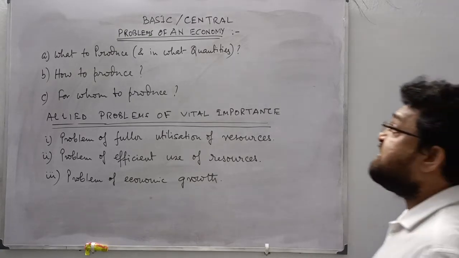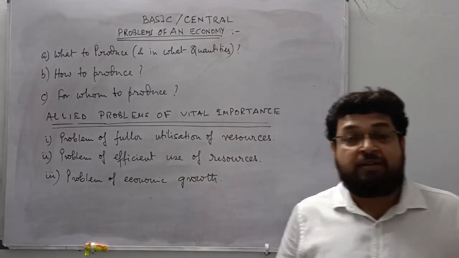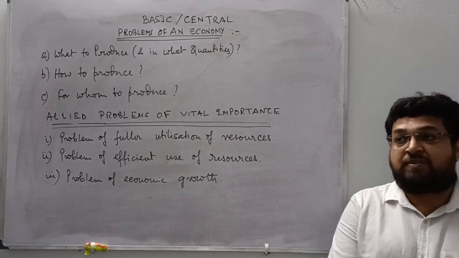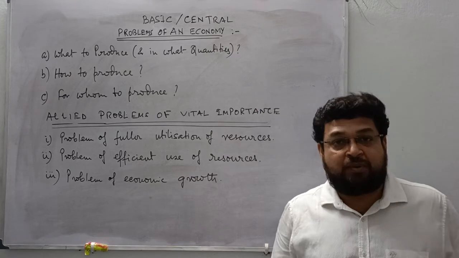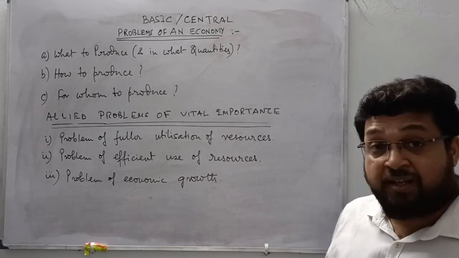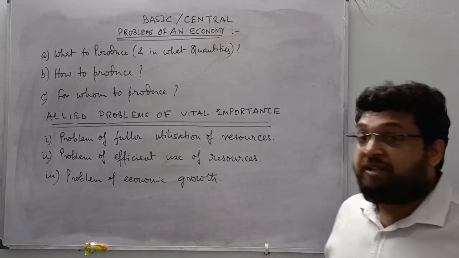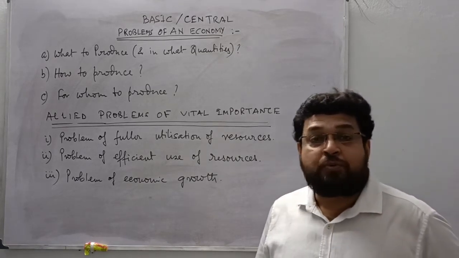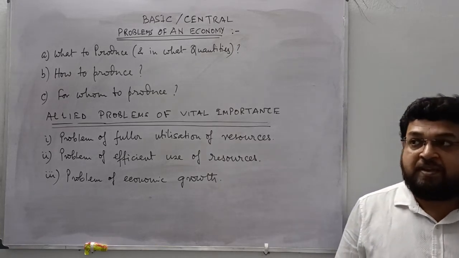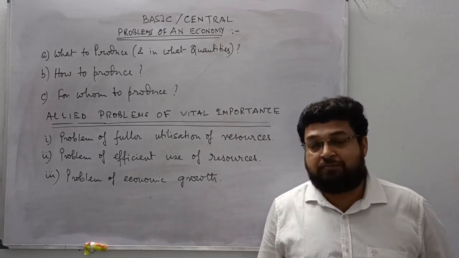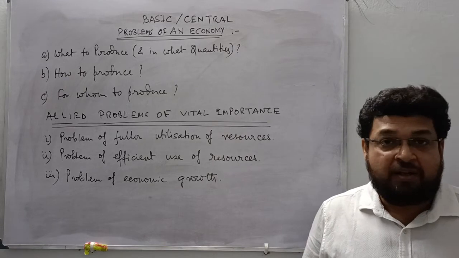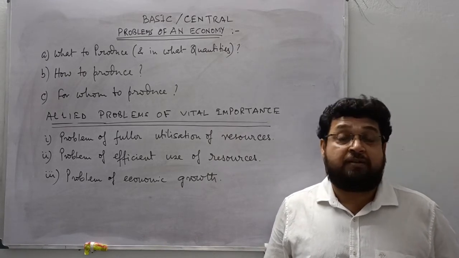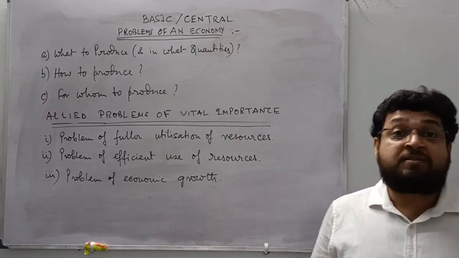Next we come to the basic problems. We have already learned the reasons why the economy faces problems. Now, what are the problems that an economy is generally facing? So, the first problem is what to produce and in what quantities. As mentioned, different people in the society, in the economy, have different demands. Their wants are unlimited.